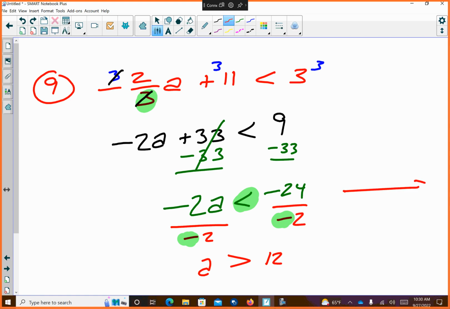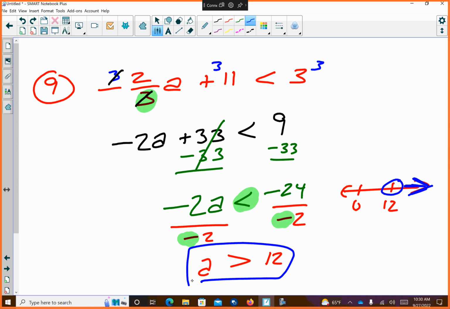I'm going to draw myself a number line. So I got 0 here, I got 12 here. Open or closed dot at the 12? Open, thank you. Am I going right or left? I'm going right. Because the letter's on the left side, the arrow's pointing to the right. So that's going to infinity.